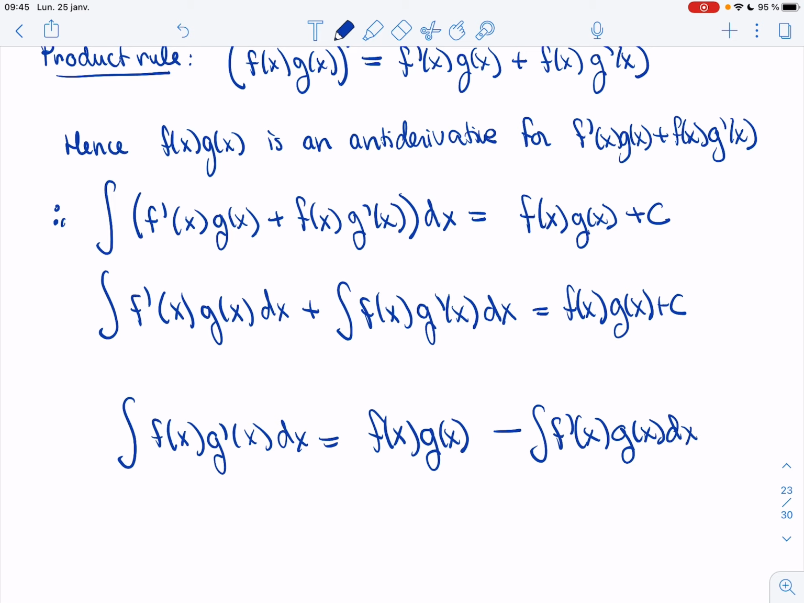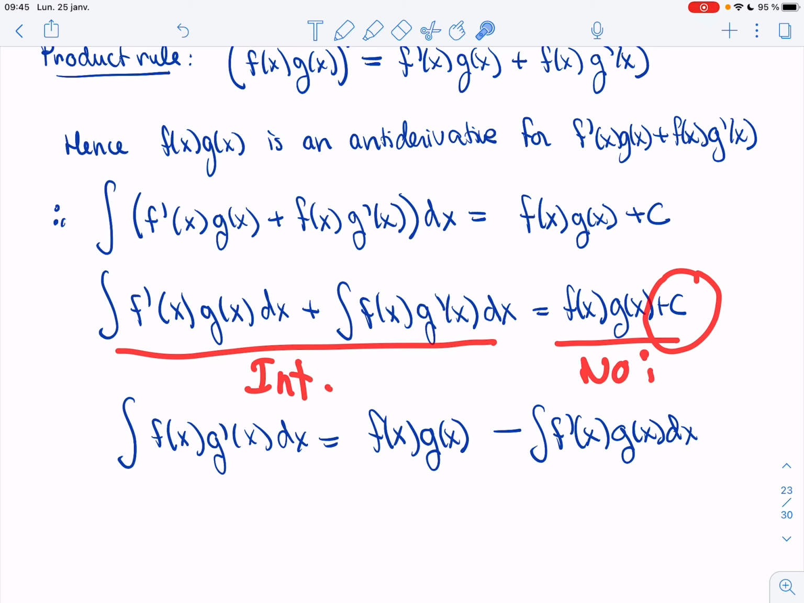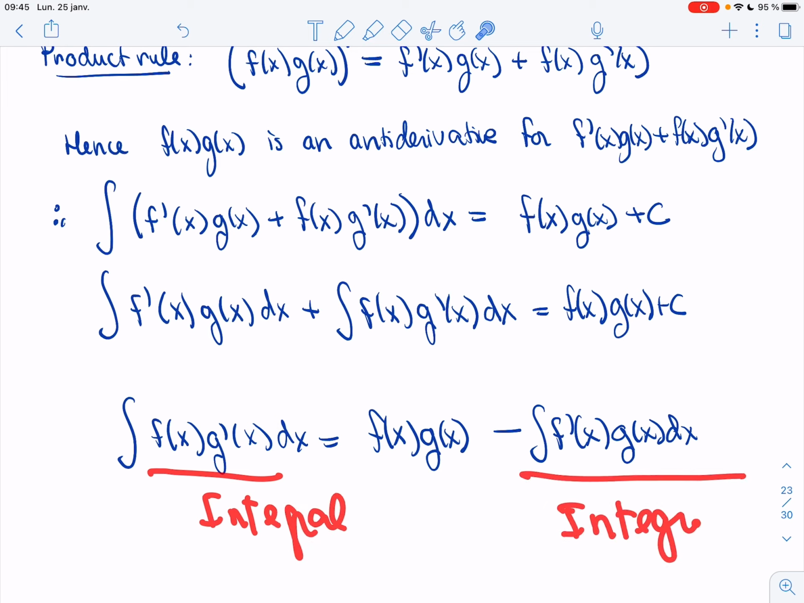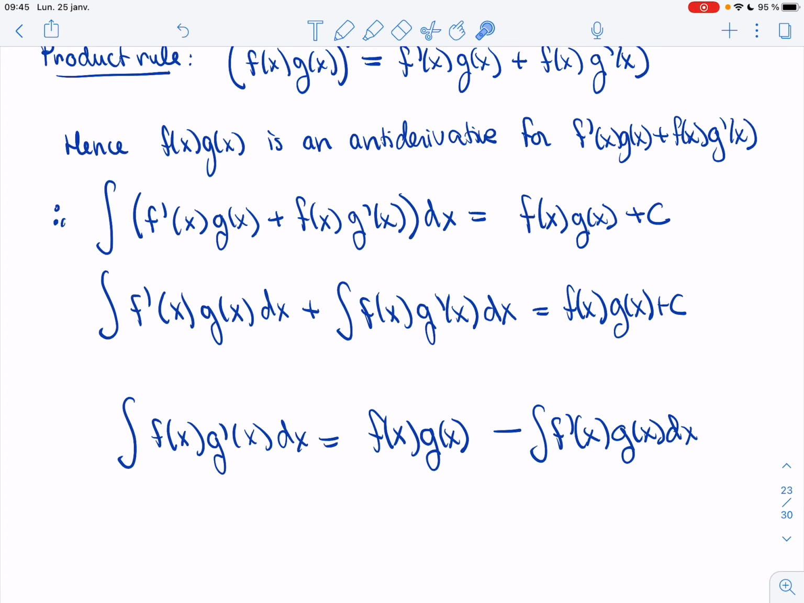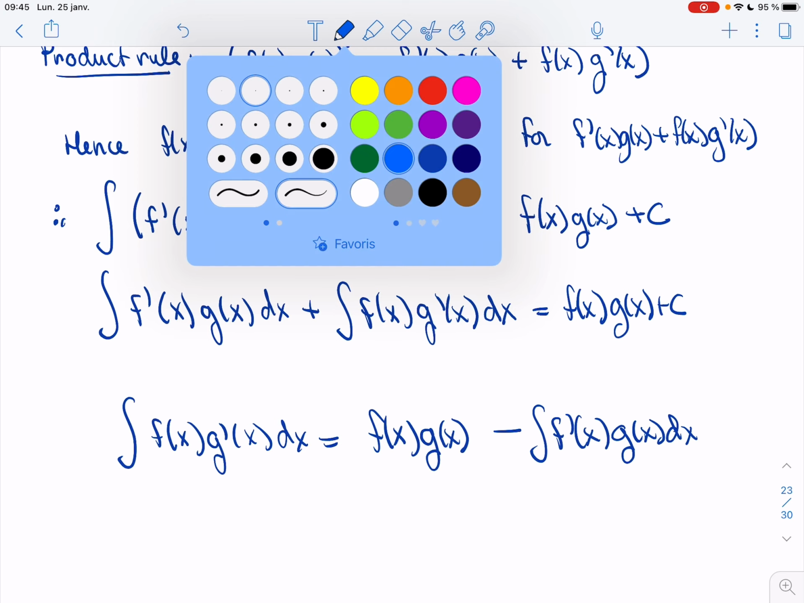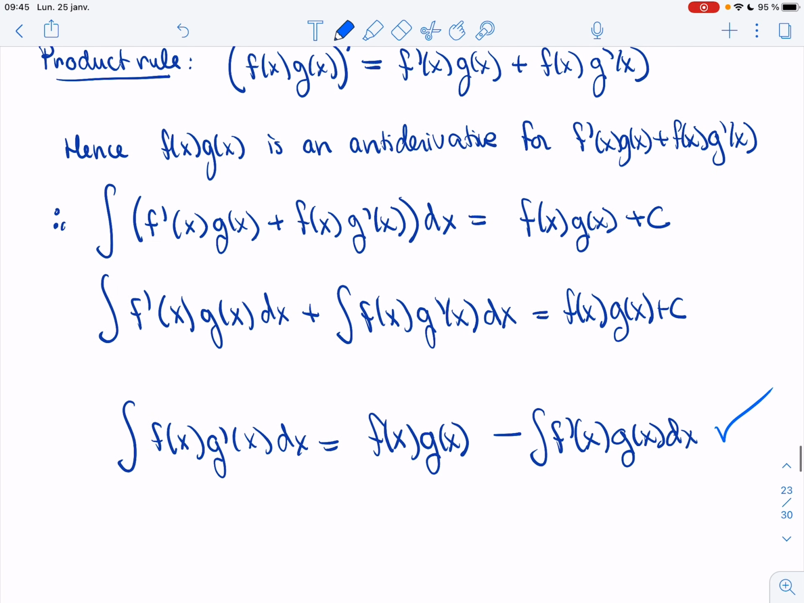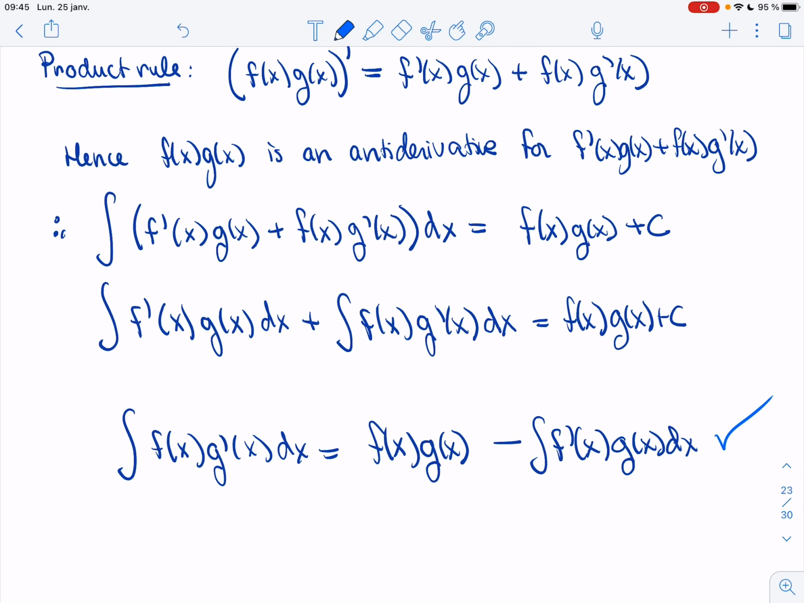All right, notice that I got rid of the plus c. At this point here, I have integrals on one side, no integrals on that side. That's why I need the plus c. But here I have an integral here, and I have one here as well. So as long as I have integrals on both sides, I don't need a plus c anymore. All right, so that's it for integration by parts.